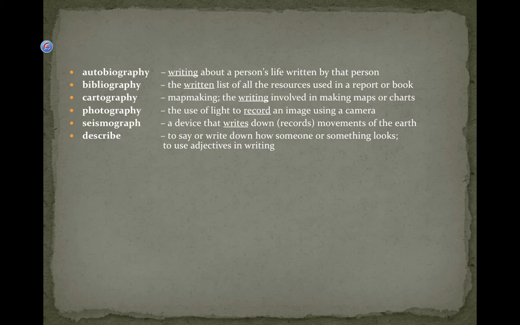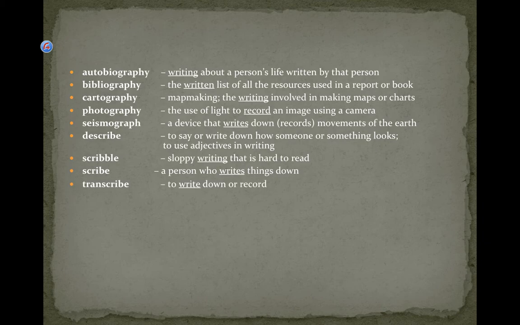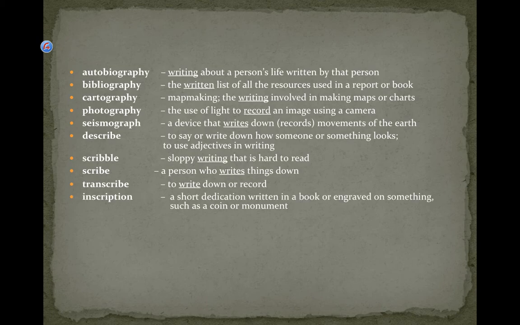To describe means to say or write down how someone or something looks, to use adjectives in our writing. A scribble is sloppy writing that is hard to read. If you scribe, you are a person who writes things down. If you transcribe something, you write down or record something, usually copying from one written source to another. An inscription is a short dedication written in a book or engraved on something, such as a coin or a monument. A manuscript is a piece of writing. It's a book, and it's usually the original written by the author.